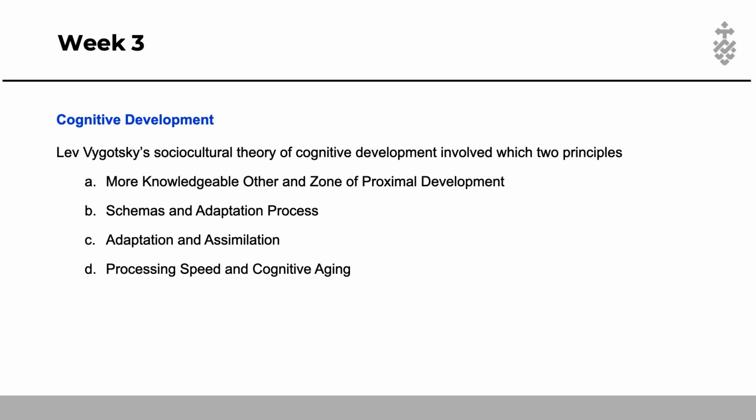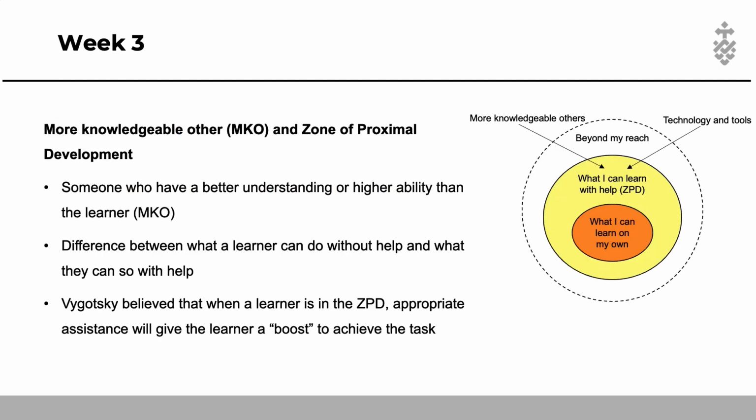We spoke about the cognitive decline associated with aging and also exercise and cognition. So this question states, Lev Vygotsky's sociocultural theory of cognitive development involved which 2 principles? So you've got 4 options here, and I'm hoping most of you got this one right and said A. So more knowledgeable other and the zone of proximal development.